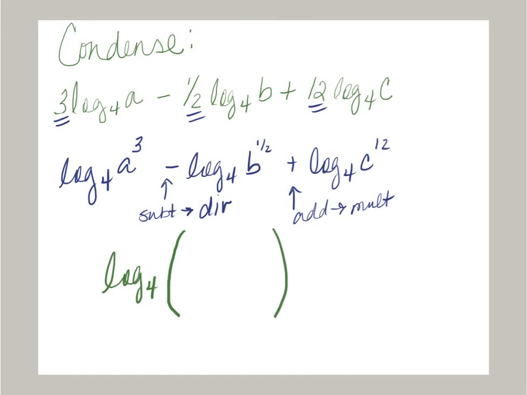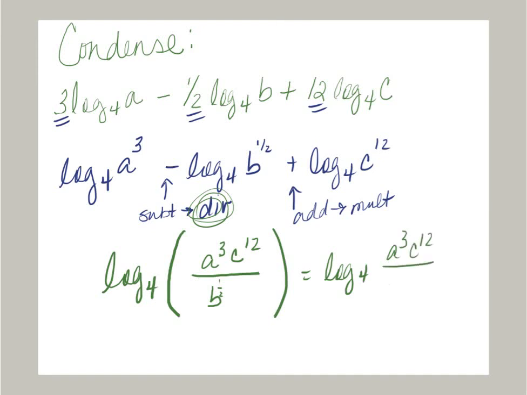And now we're going to end up with a fraction. And the reason we're going to end up with a fraction is because of this division here. That's going to give me the fraction. So I've got a to the third on the top, because it's positive, b to the 1/2 on the bottom, because it's negative, and c to the 12th on the top as well. We can rewrite that using radical notation, a to the third, c to the 12th over radical b, because we know that b to the 1/2 is the same thing as the square root of b.